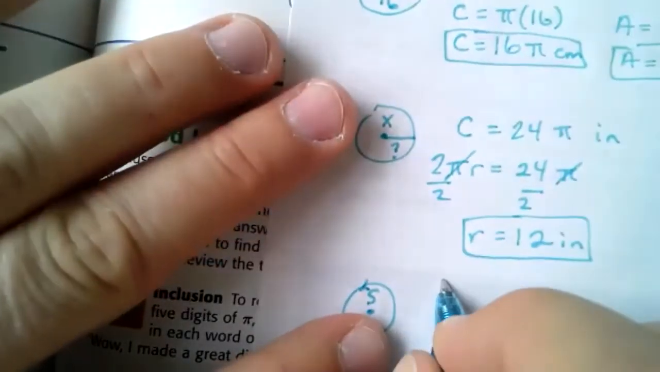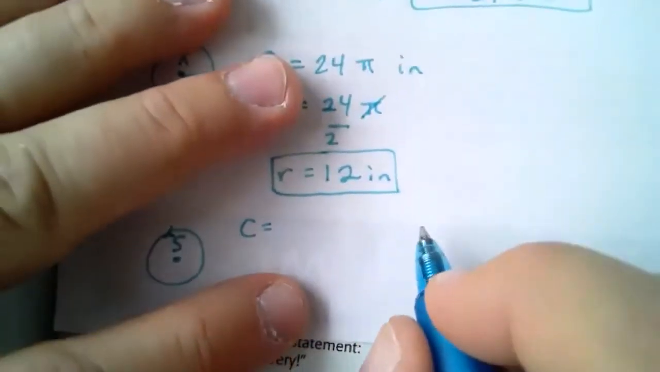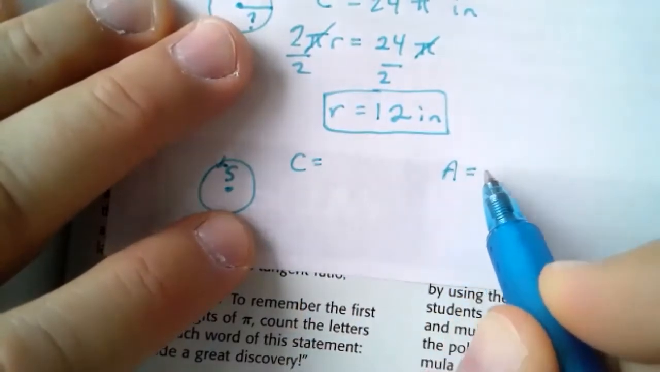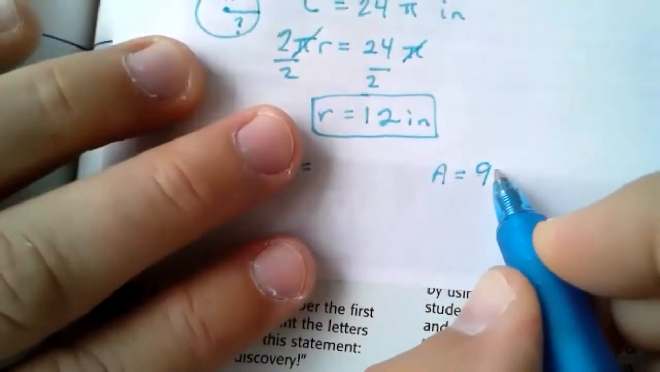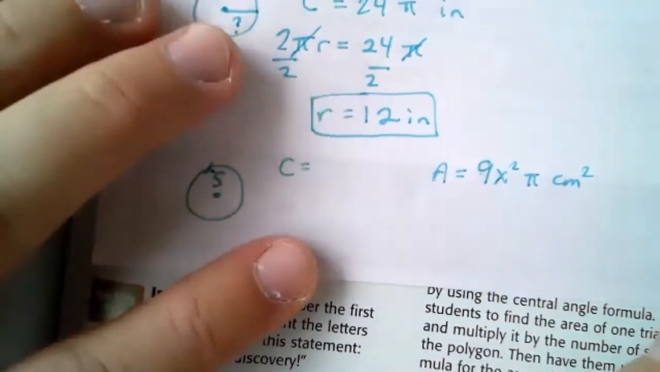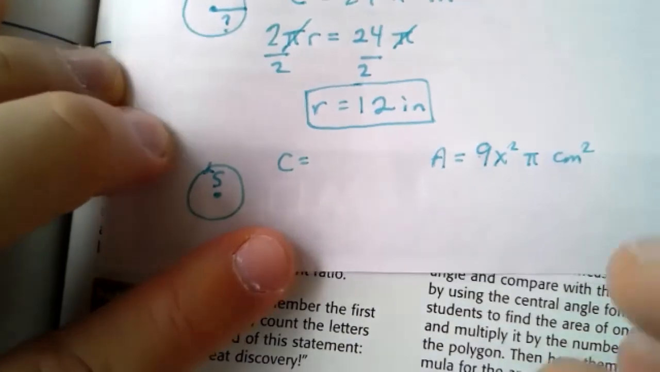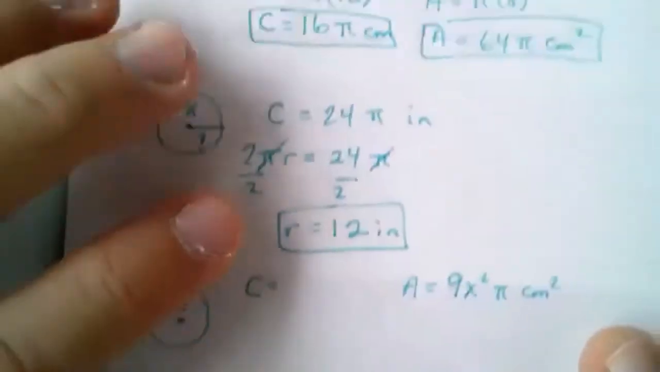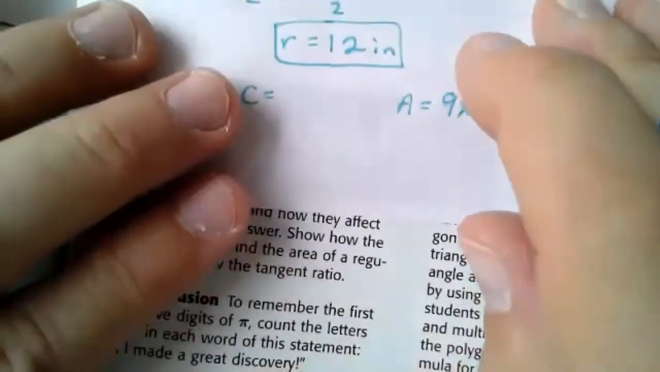So I want to find the circumference, and they give me the area. So I'm going to come back and find the circumference in a minute, but we're going to use the area to help us. So first off, we need to put 9x squared pi centimeters squared, just like that. And now let's come over here and write down where it says A, that's area. We're going to put the formula pi r squared there, okay?